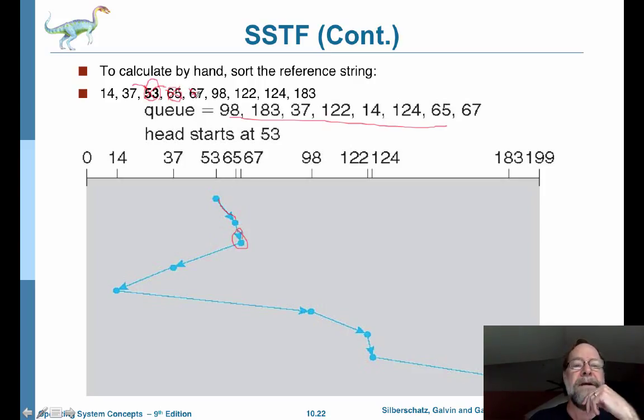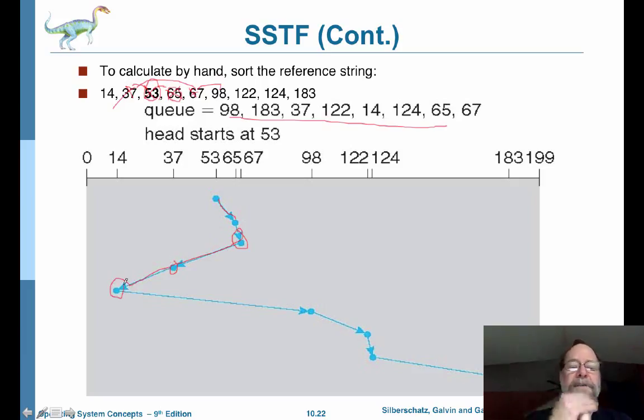And then from 67, you have 2 choices. You can go right to the 98, which is a distance of 31, or you can go from 67 to 37, which is a distance of only 30. So 30 is a little bit closer than 31. We'll go down that way and service the 37 next. Then from there, you can either go left to the 14, a distance of 23, or go right to the 98, a distance of 61. So the 14 is obviously closer. So we go there and service the 14.